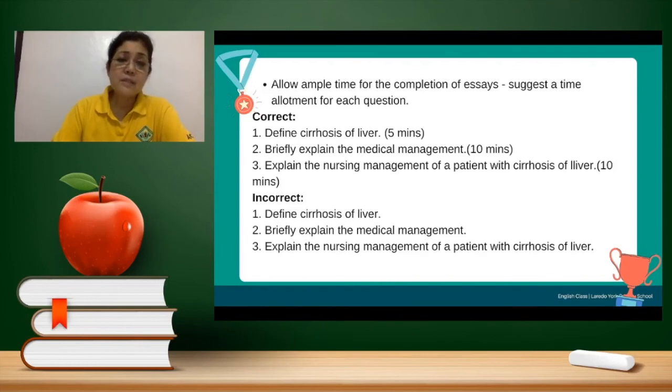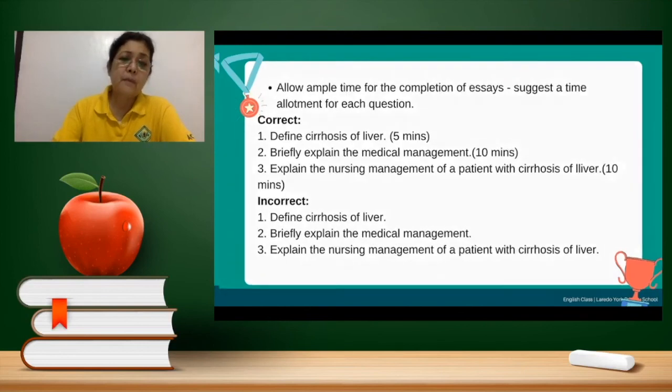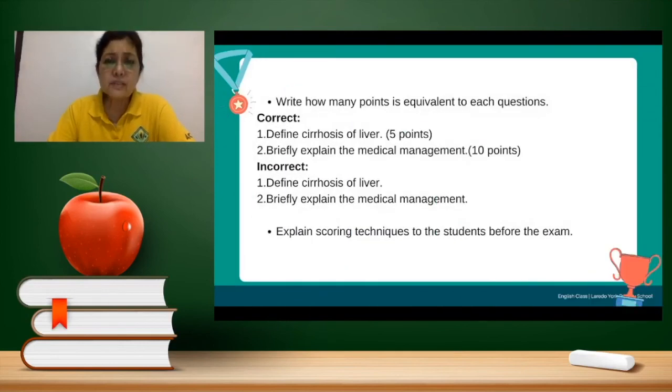So with the absence of the number of minutes allotted for each question, it might be that the student can focus only on one topic and consume a lot of time there and not be able to answer the other questions. Okay, and write how many points are equivalent to each question. So in that case, the student will know the value or weight of each question, and they can explain fully depending on the weight given for each number.